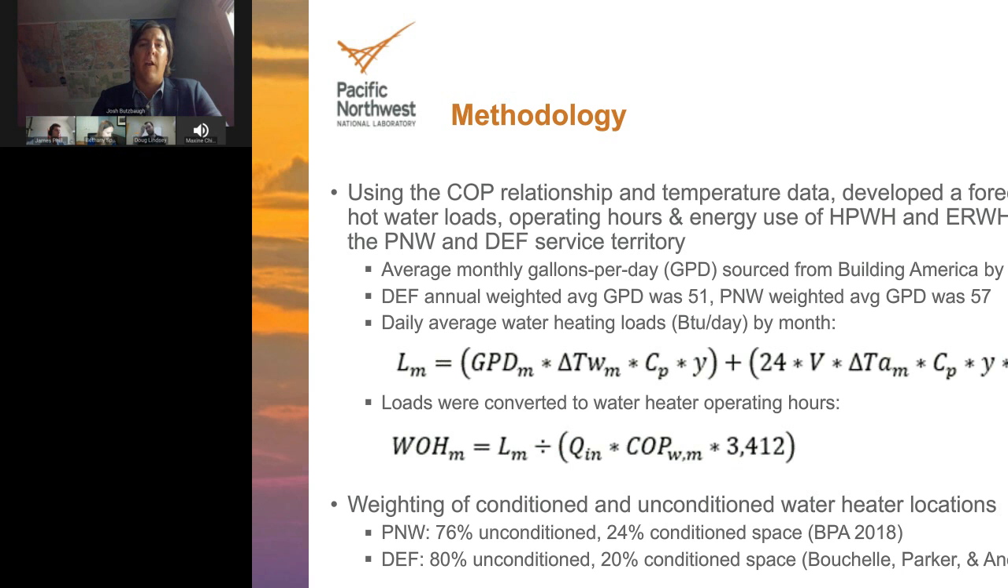And then with those operating hours, I multiplied that by the input capacities to develop average energy use per day, multiplied by the number of days per month, then summed across the entire year for annual energy use for electric resistance water heater and heat pump water heater. And then at the bottom of the slide, you can see the weighting factors I used for unconditioned and conditioned spaces to have a weighted annual energy use number.